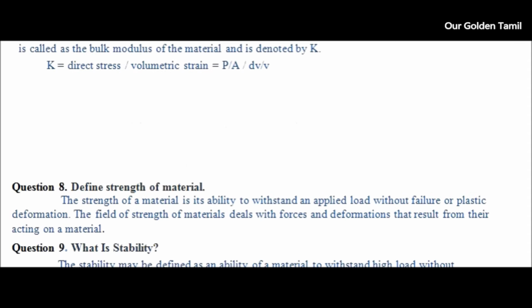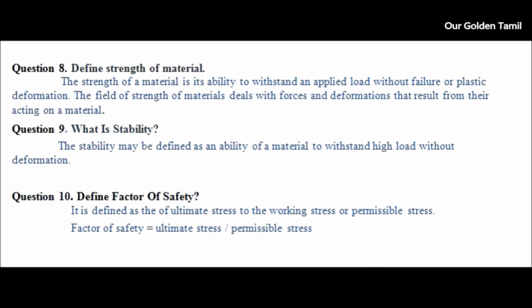Question 8. Define strength of material. The strength of a material is its ability to withstand an applied load without failure or plastic deformation. The field of strength of materials deals with forces and deformations that result from their acting on a material. Question 9. What is stability? Stability may be defined as the ability of a material to withstand high load without deformation.